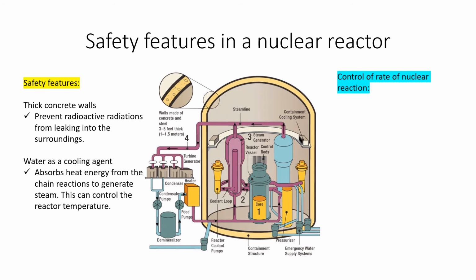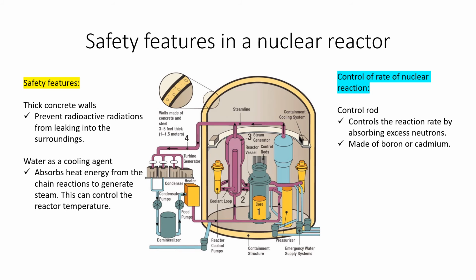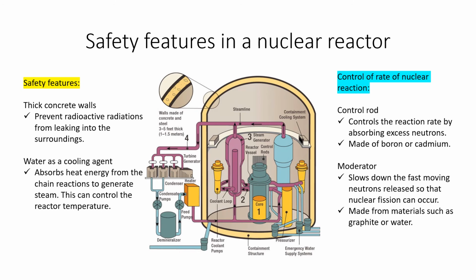Other than safety features, we also have to control the rate of nuclear reaction by using control rods. These rods control the reaction rate by absorbing excess neutrons. If the reactions produce too much heat, control rods are inserted to absorb neutrons and slow the chain reaction, and they are made of boron or cadmium. We can also use a moderator to slow down the fast-moving neutrons released so that nuclear fission can occur, and it is made from materials such as graphite or water.